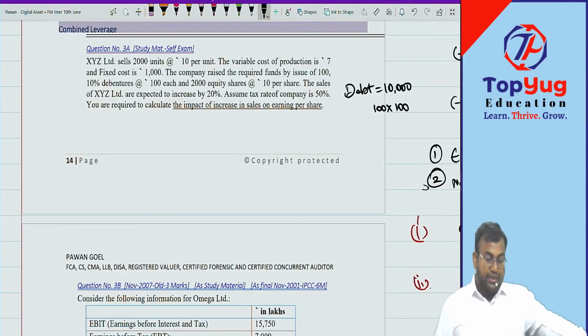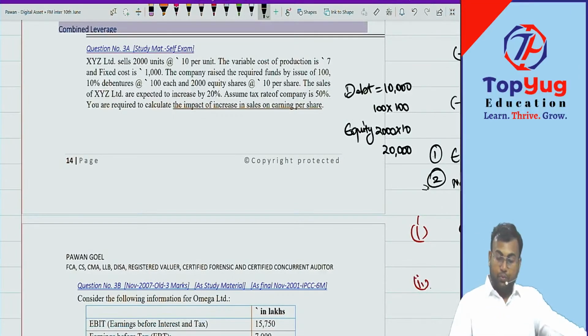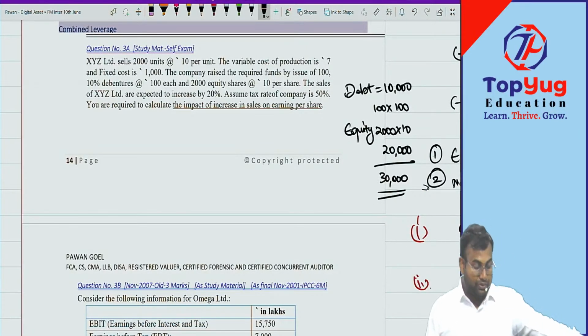Then you have 2000 equity shares at 10 rupees. So how much is the capital through equity? 2000 into 10, so that would be 20,000. So total capital raised is how much, my dear? 30,000. I'm not starting the problem, I'm just making a note so that once we go back to the problem, we do not have to understand this again.